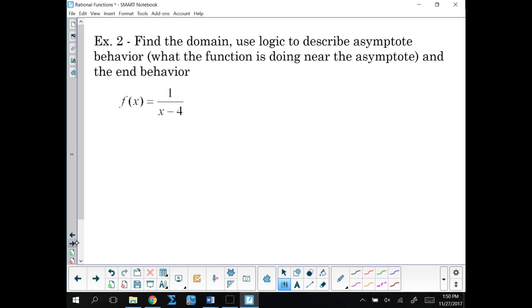Domain. All real numbers. Agree with x cannot equal 4. Which means that my vertical asymptote is x equals 4. Forgot to put that on.